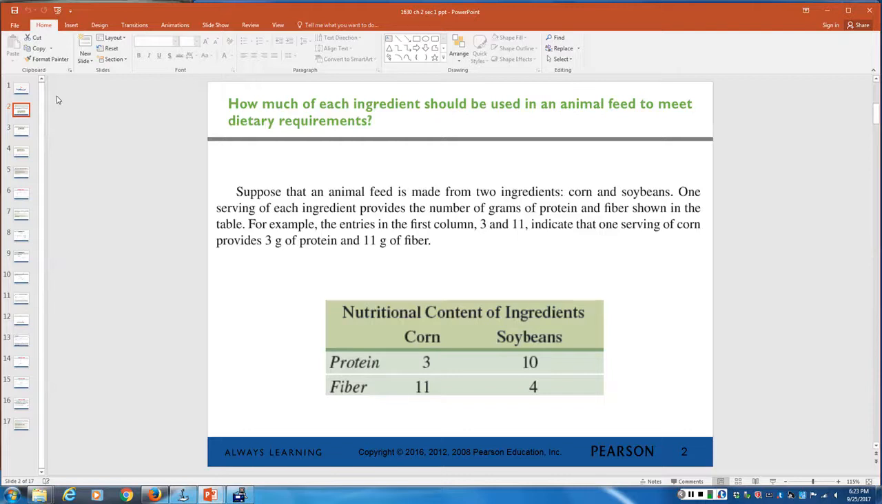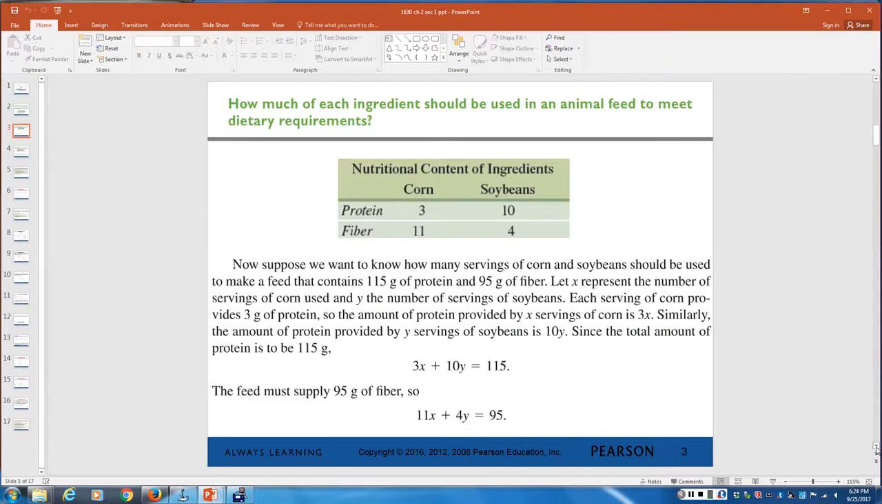And then that second column says that similarly, 1 serving of soybeans provides 10 grams of protein, but only 4 grams of fiber. And the reason that would matter is because you need to know how many servings of corn and soybeans could be used to make a feed that contains 115 grams of protein and 95 grams of fiber for one particular breed of animal that you're feeding.